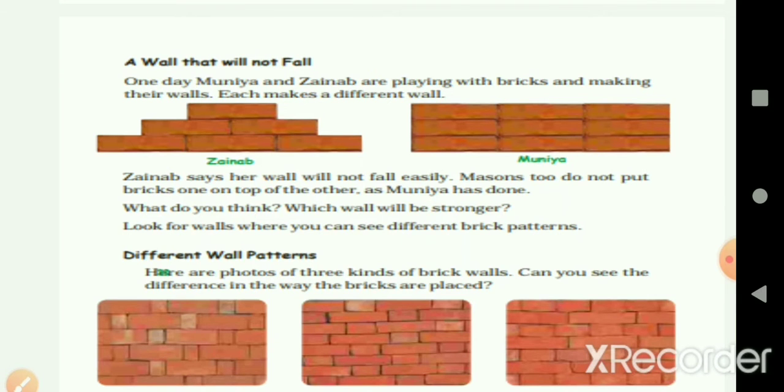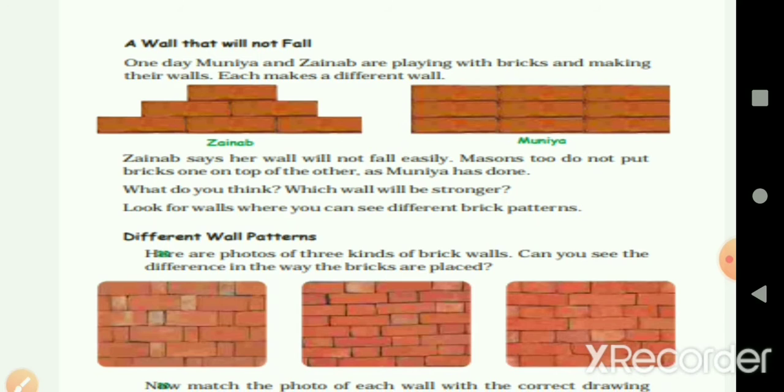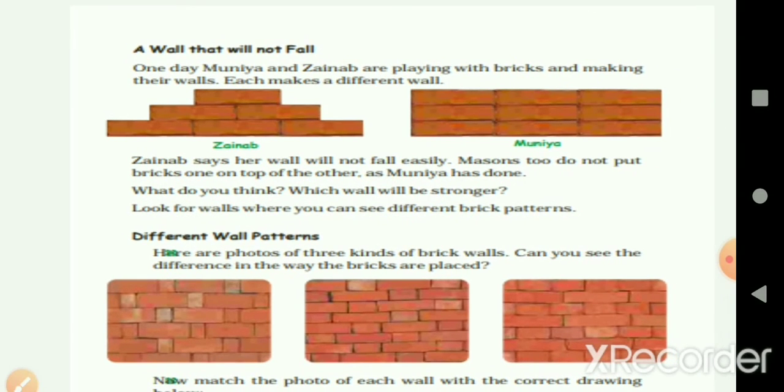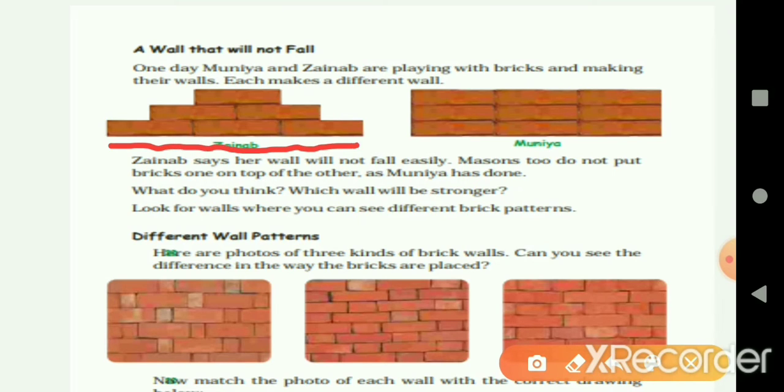A wall that will not fall. One day Munia and Zainab are playing with bricks and making their walls. Each makes a different wall. See, the two pictures of brick patterns are given here, wall patterns are given here. This one is made by Zainab and the second one is made by Munia.